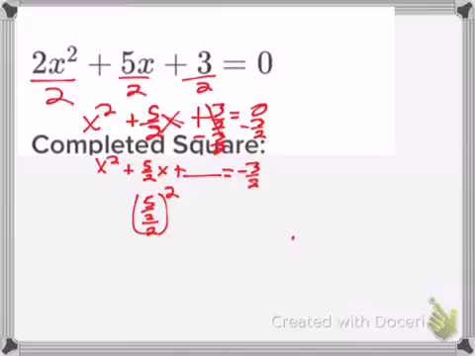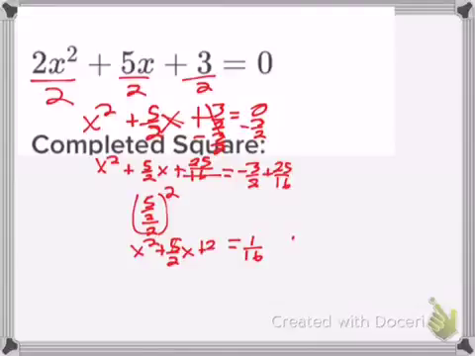That gives me 25 over 16. Plus 25 over 16 on both sides gives me x squared plus 5 over 2 x plus 25 over 16 equals 1 over 16.